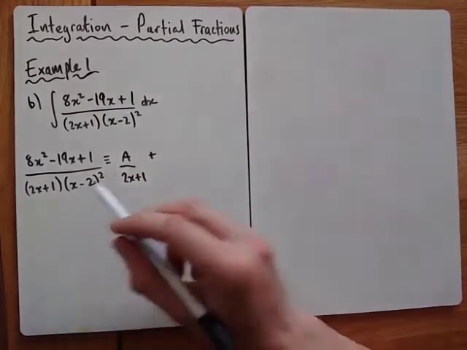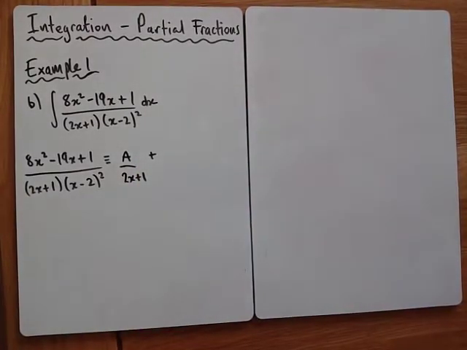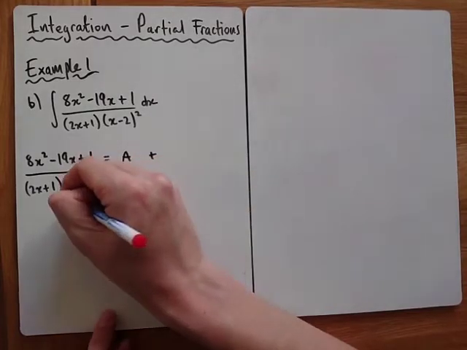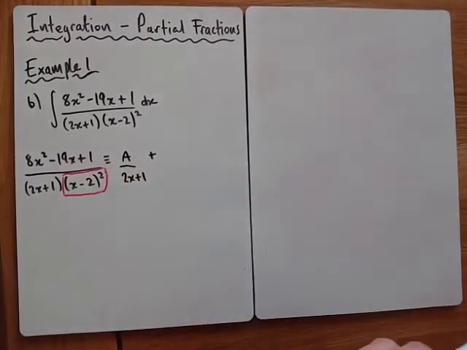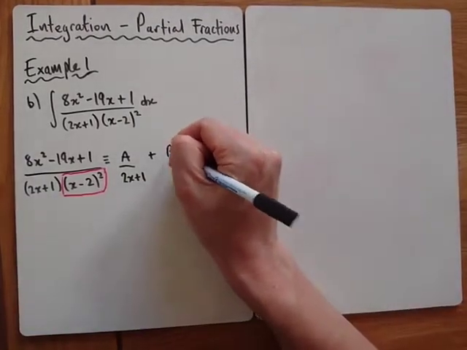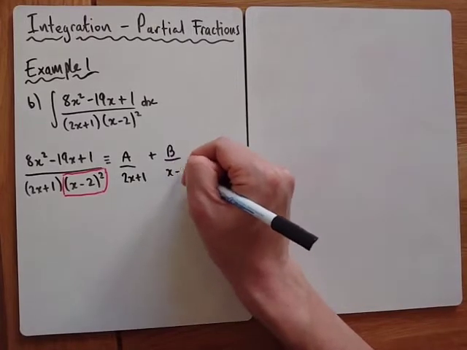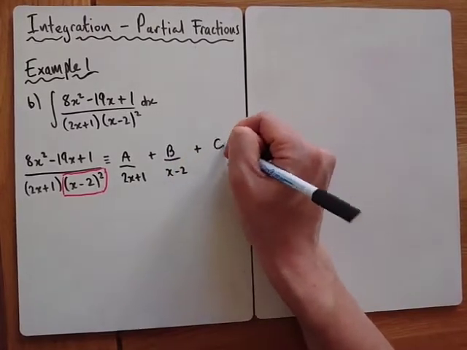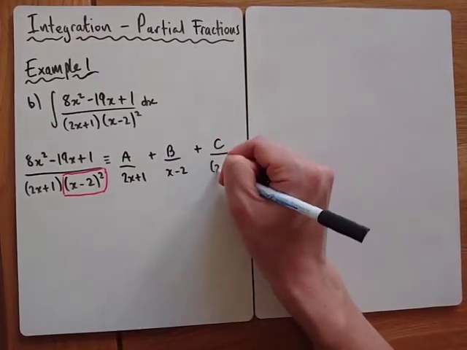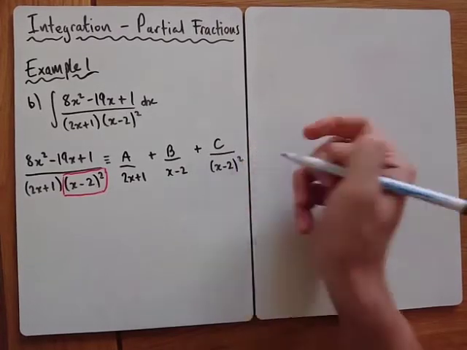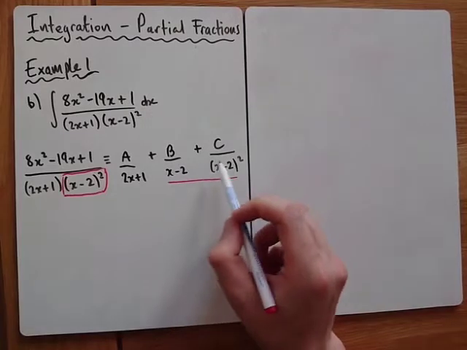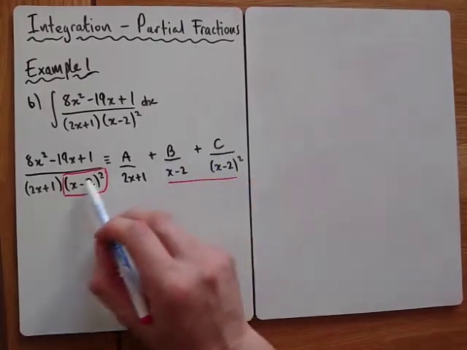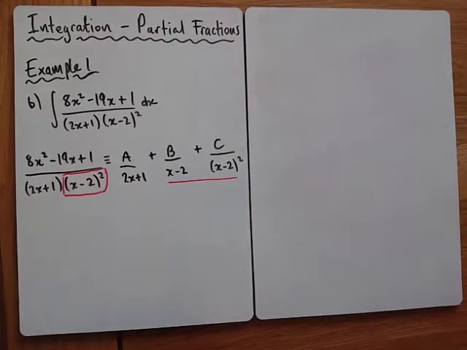Plus, now when you get a bracket squared, I will explain why this happens when we're back in class, but for now, just trust me on this one, right? If the bracket's squared, you're going to need something over x minus 2 and something over x minus 2 squared. So there's actually two separate fractions which we can add together and they would look like this denominator.